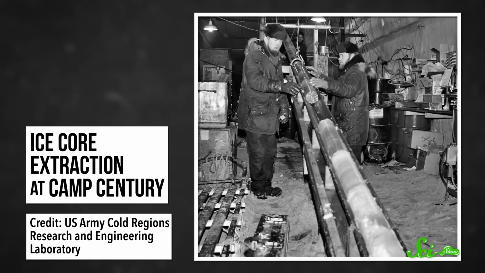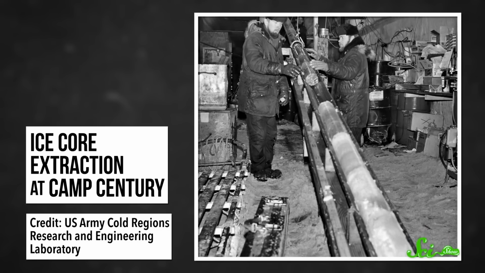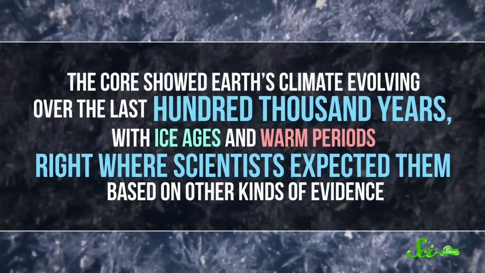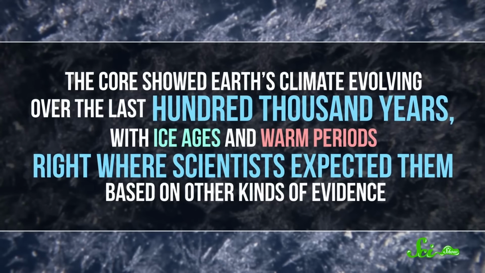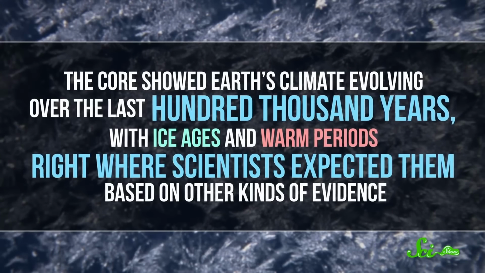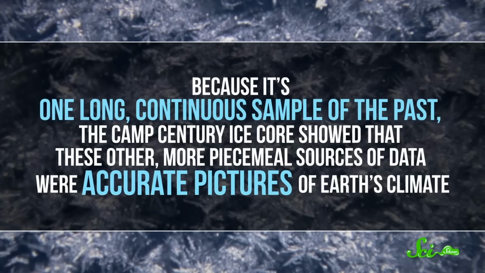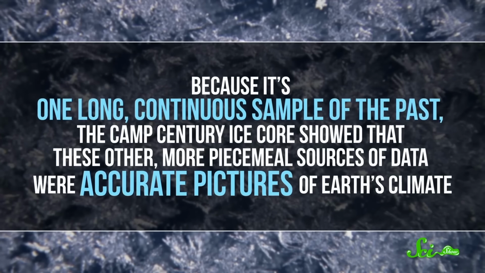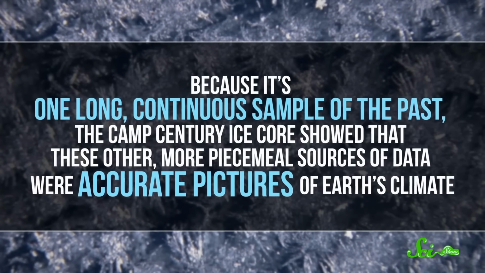We've used ice this way since the 1930s, but Camp Century provided the first opportunity to dig more than a kilometer down into an ice sheet. And that ice core is its most lasting scientific legacy. It showed Earth's climate evolving over the last 100,000 years, with ice ages and warm periods right where scientists expected them based on other kinds of evidence. Because it's one long, continuous sample of the past, the Camp Century ice core showed that these other, more piecemeal sources of data were accurate pictures of Earth's climate.